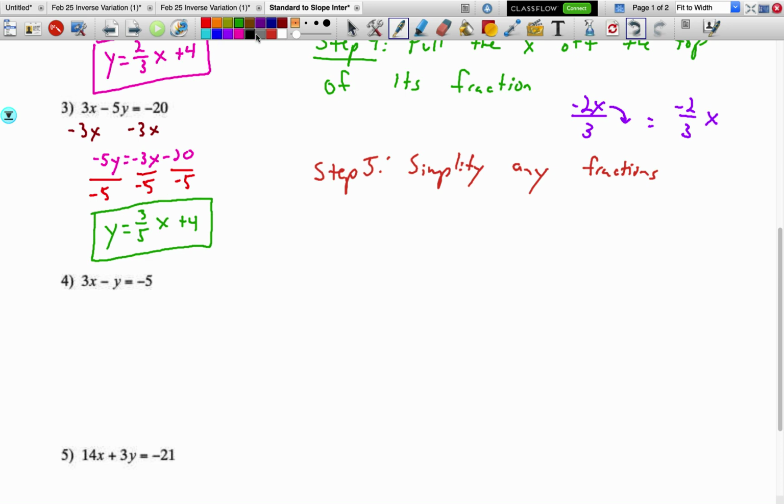All right, number 4. Subtract 3x from both sides. Remember to leave this negative behind with the y, so it's negative y equals negative 3x minus 5. And then just divide away that negative 1. That's just going to flip the sign on everything. And I get y equals 3x plus 5.